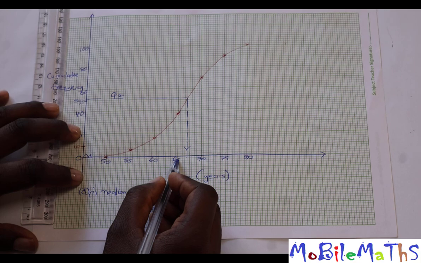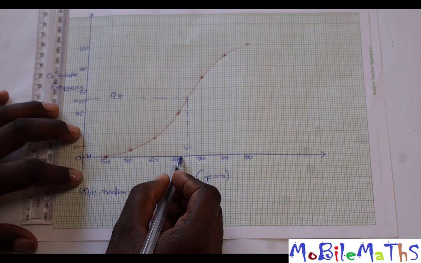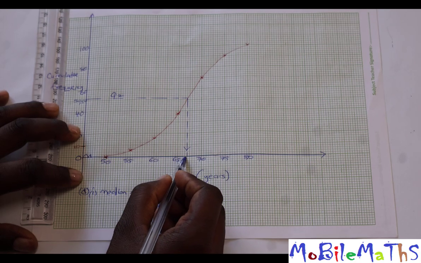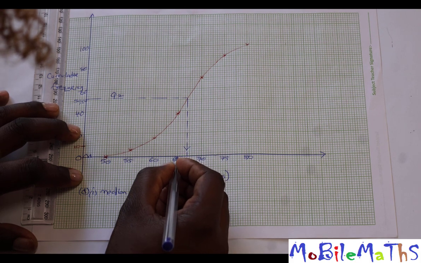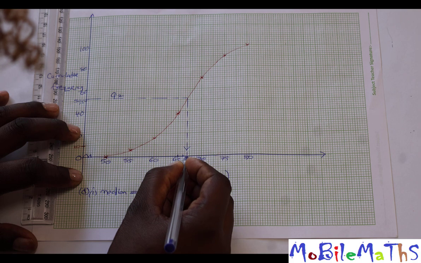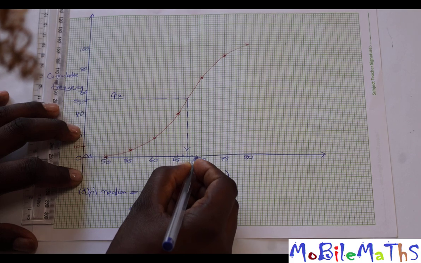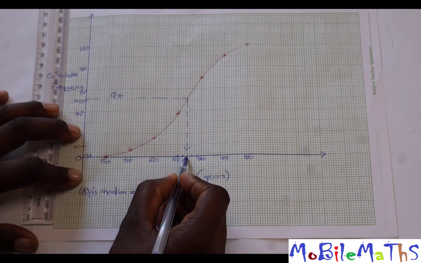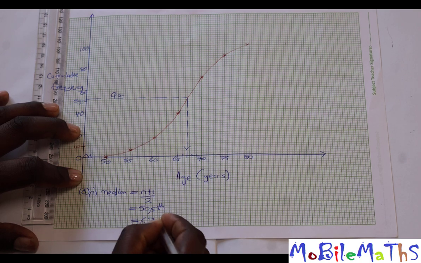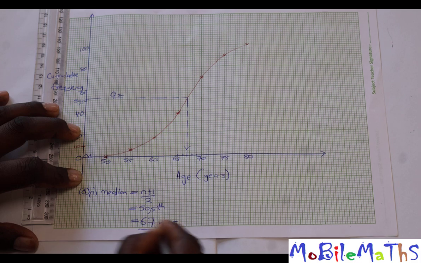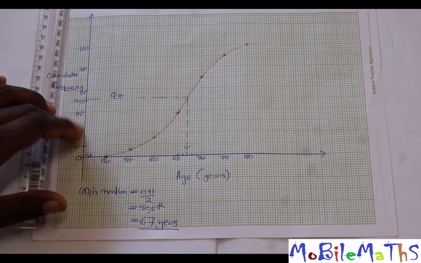So my years are like 50, 65, 67, 68, 65 here, 66, 67, 68, 69. So this is 67. Okay, so we can say the median is 67 years. From there, okay, let's go to the next question.